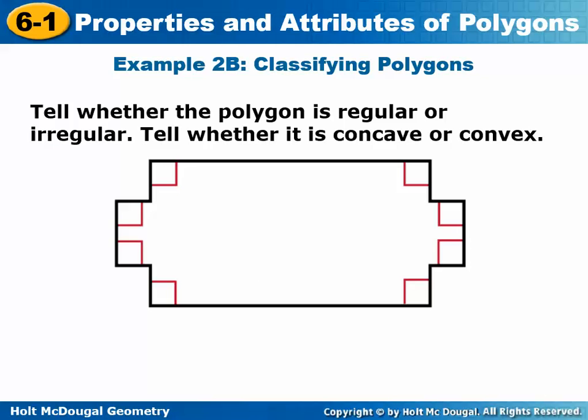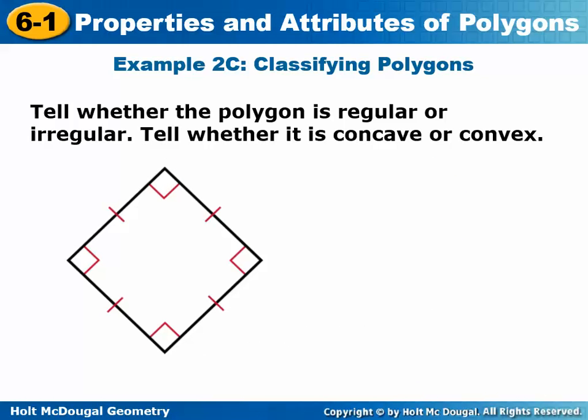Okay, here we've got many right angles, not all right angles, because we've got this kind of thing going on here. It's irregular. We don't have congruent sides anyway, even though we have a lot of right angles. And it's concave because if I connected these 2 vertices, I would have a diagonal going outside, in the exterior of the polygon.